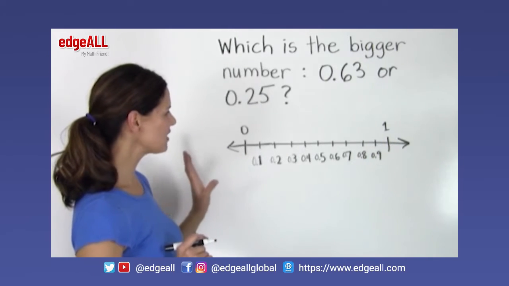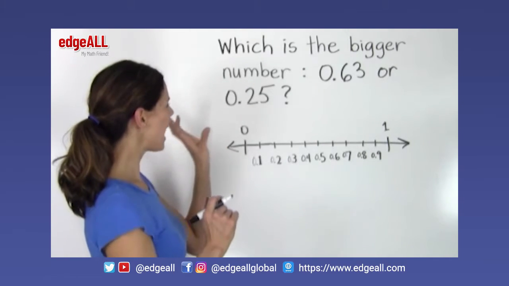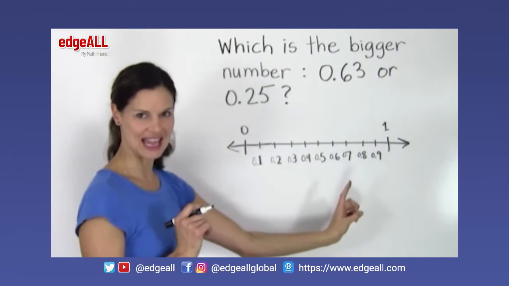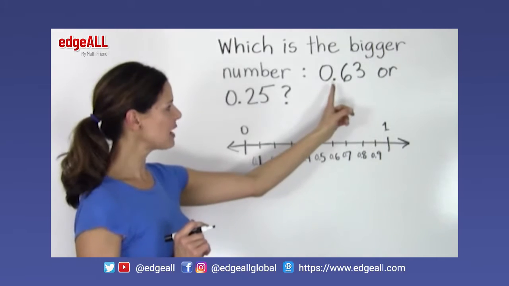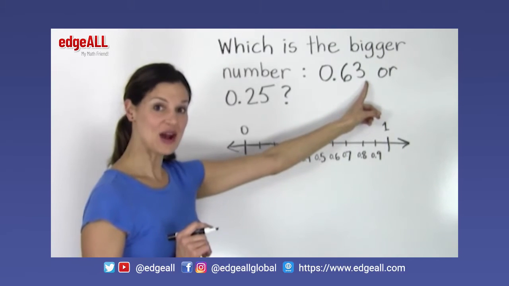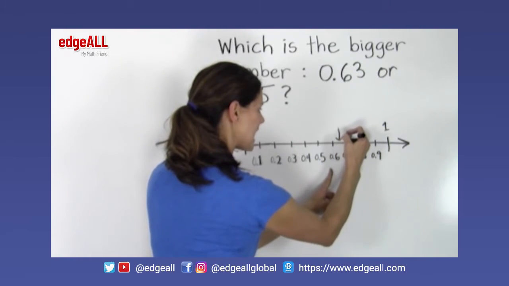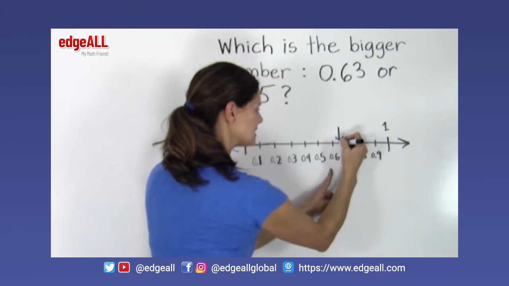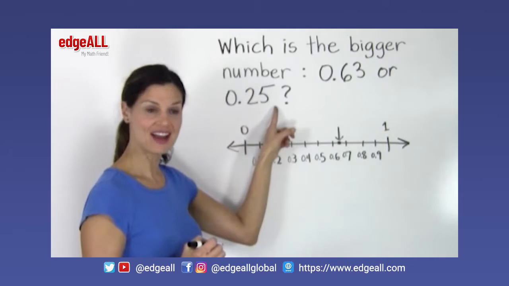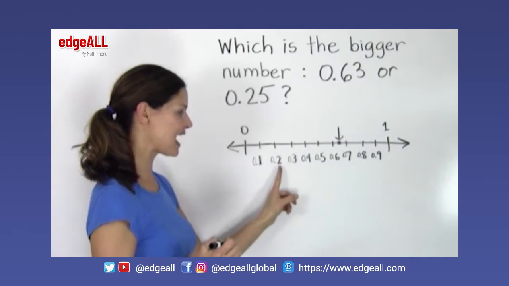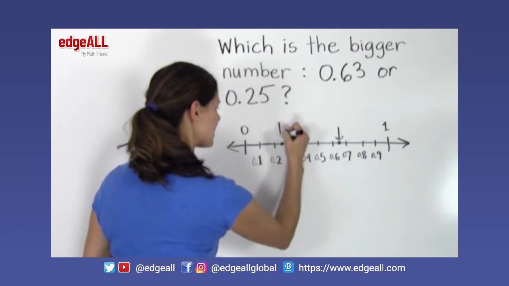Now, without getting any more detail than that, we can show approximately on our number line where these two numbers are going to fall. For my 0.63, I know that it's going to lie somewhere between 0.6 and 0.7, so it's going to be somewhere over here. For my 0.25, it's going to fall right between my 0.2 and my 0.3, so it's going to fall right here.